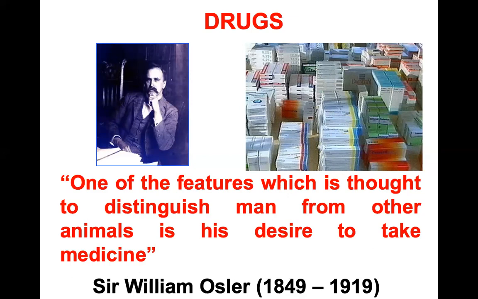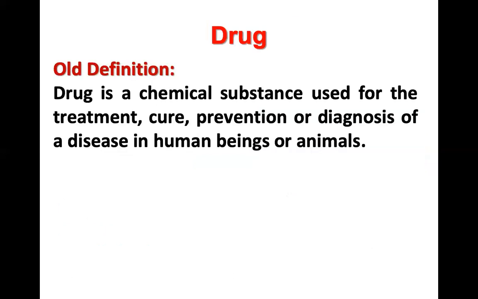Man takes medicine, but not the animals. So, the older definition of the drug was: a drug is a chemical substance used for the treatment, cure, prevention, or diagnosis of a disease in human beings or animals. From this definition, you will find one flaw, one lapse, was there.